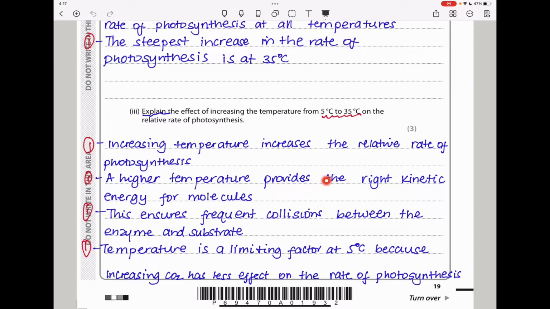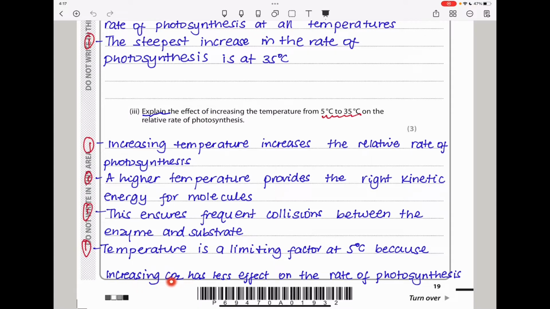A higher temperature provides the right kinetic energy for molecules. These molecules will ensure that they have frequent collisions between the enzymes as well as the substrate. And then the temperature is a limiting factor at 5 degrees. Remember, we say the higher the temperature, the higher the rate. At 5 degrees, temperature is limiting. And then at 35 degrees, of course, we're going to have a higher rate due to more frequent collisions between the enzyme and the substrate.